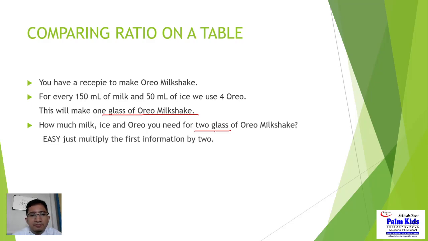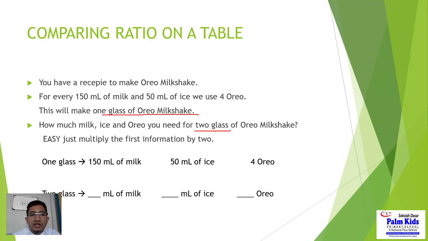So just multiply them. 1 glass is 150 milliliters of milk, 50 milliliters of ice, and 4 Oreo. So if you want to make 2 glasses, how many milliliters of milk, how many milliliters of ice, and how many Oreo? Easy. Multiply by 2, because we want to make 2 glasses. So this becomes 300. This becomes 100. And this becomes 4 multiplied by 2, 8.